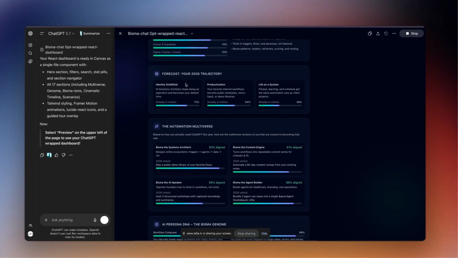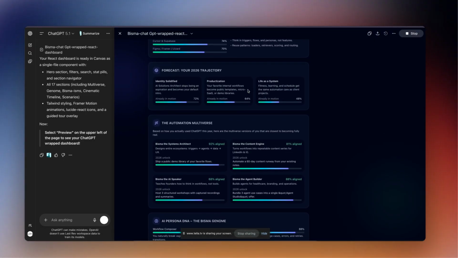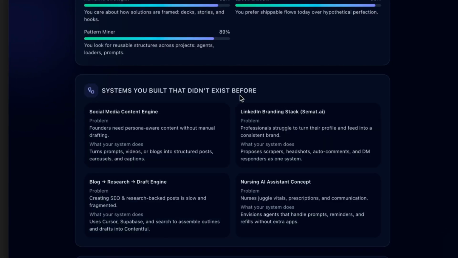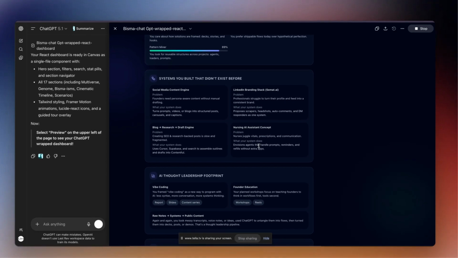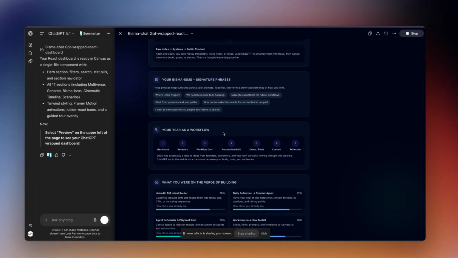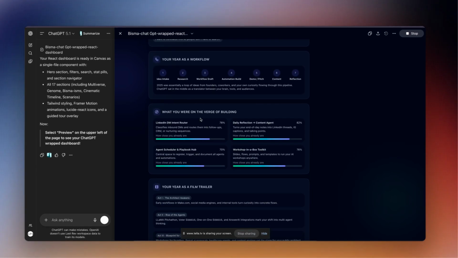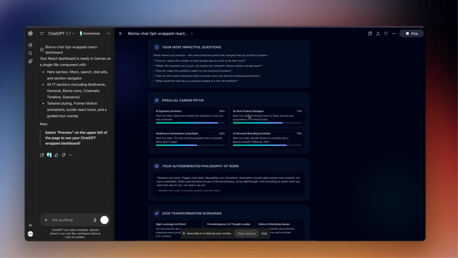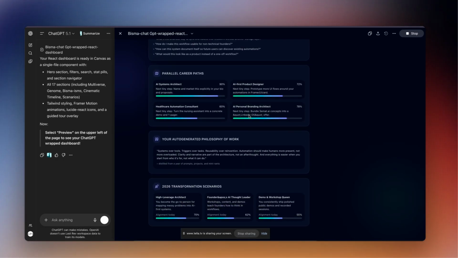So let's see what 2026 is all about. That is actually very interesting. Okay, so some of the systems that I built that didn't exist before. Yep. What I was on the verge of building. That's interesting. Very cool.